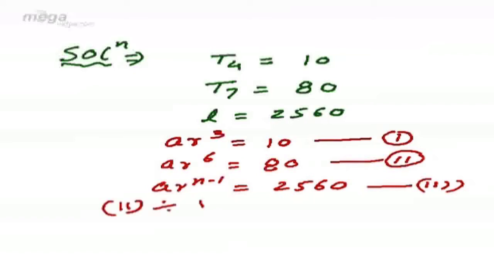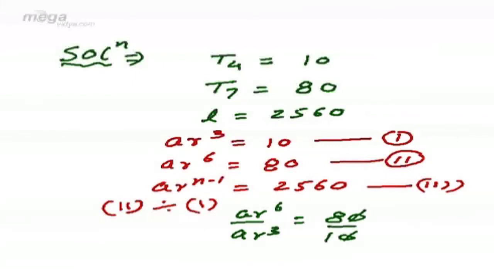I divide second by first. It becomes AR^6 divided by AR cube is equal to 80 upon 10. Then A and A get cancelled. R^6 gets cancelled by R cube. It becomes R cube is equal to 8. Therefore, we get R is equal to 2. We put R equal to 2 in the first equation, we will get A.